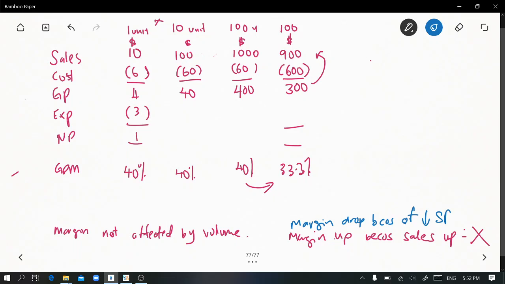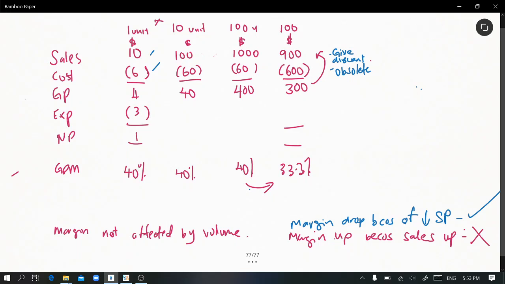Drop in selling price. Okay, so one unit it was $10, cost is $6, but because you sell more, you give more discount. So you give more discount, selling price drops, margin drops. Can it be because of obsolete product or outdated? Obsolete because it's outdated, you sell it very cheap, margin drops. Okay, so maybe you are new in the market, you have to sell it very cheap. You want to enter the market, you sell it very cheap, that's why your margin drops.